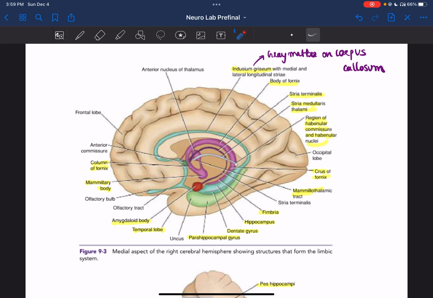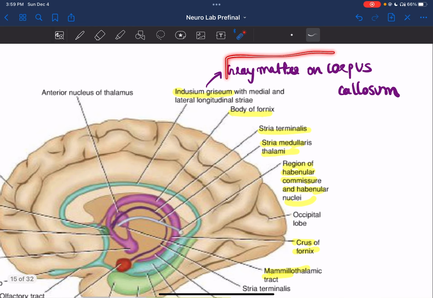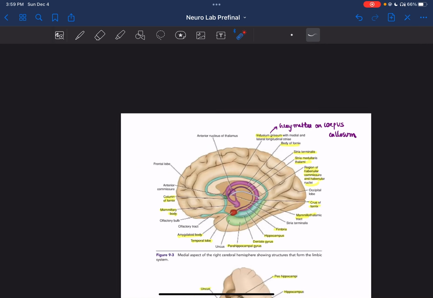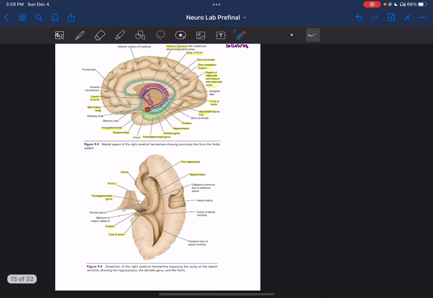But the additional point that I want to discuss here is something called the indusium griseum. This is nothing but the gray matter covering, thin gray matter covering on top of the corpus callosum. Okay. Now again here, these are the same parts we discussed: pes hippocampi, hippocampus, fimbria, and the fornix.